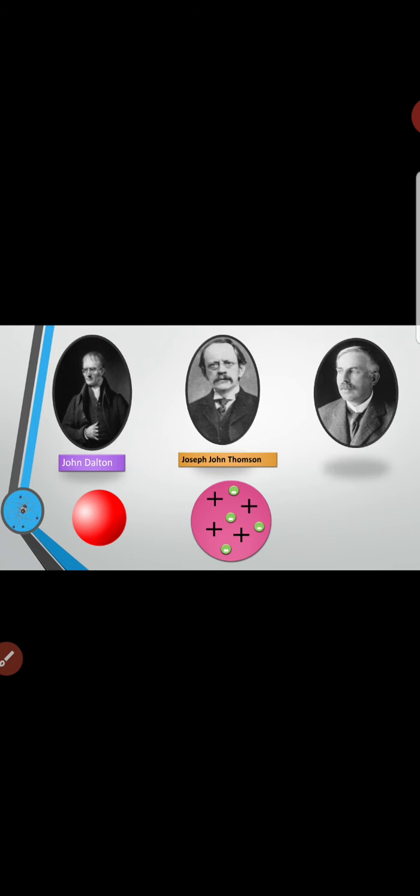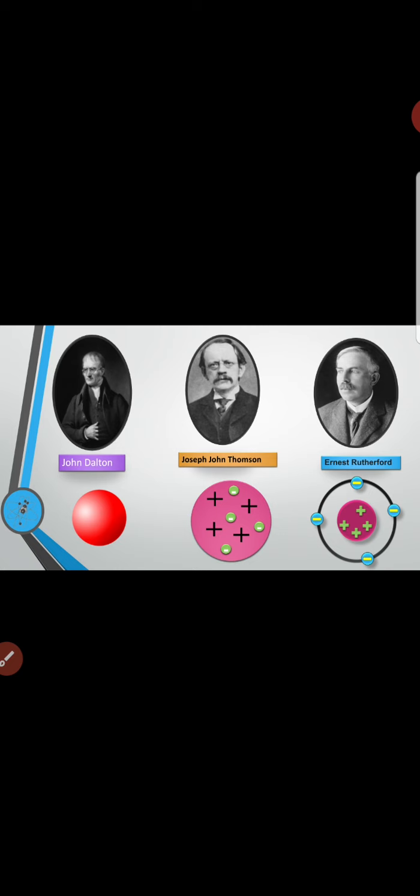Then the third scientist who came forward and proposed the theory of an atom is Ernest Rutherford. Thomson said that positive charges are uniformly distributed all over the atom. In the Rutherford atomic model, if you see here, the positive charges are present in the center, and he labeled that center as the nucleus, and negative charges revolve around the nucleus.